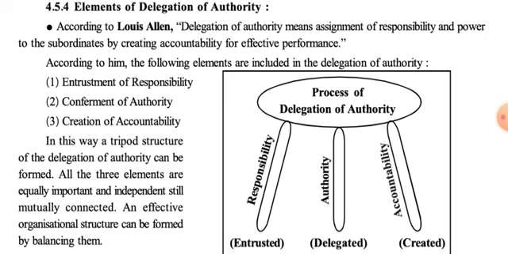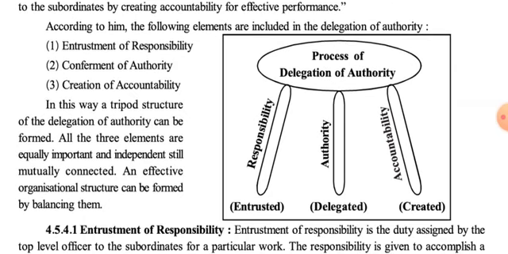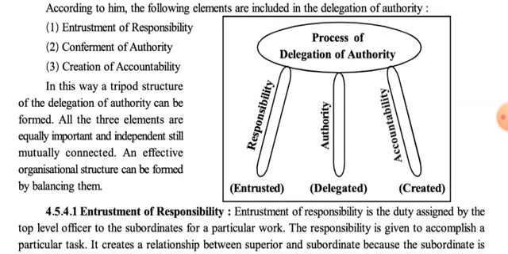In that way, we are creating accountability amongst all those who are given the particular responsibility and authority to complete the task. So here we are creating basically 3. First one is entrustment of responsibility. Second one is delegation of authority. And the third one is creation of accountability. According to him, the following elements are included in the delegation of authority.